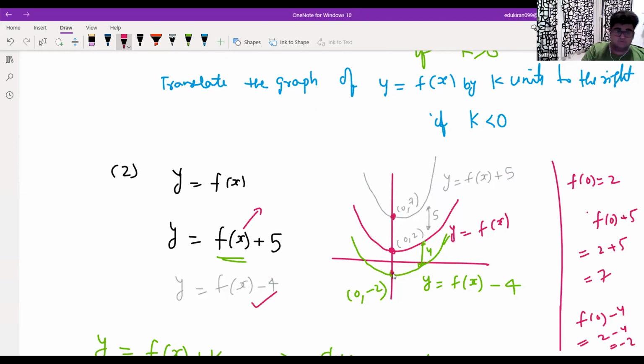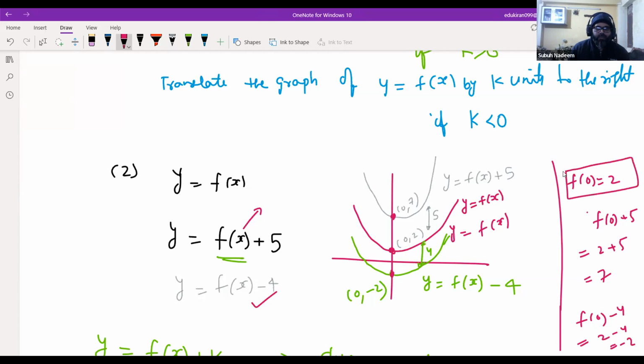So do we put f of 0 as 2, or will it be given? Now, here it is given. This is y is equal to f of x. And from the graph, we know at x is equal to 0, it is 2. This is from the original graph, the f of x graph.